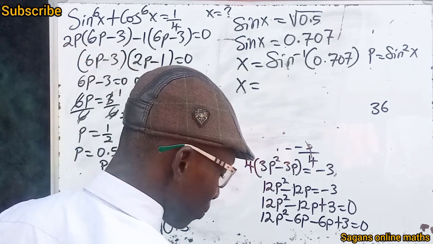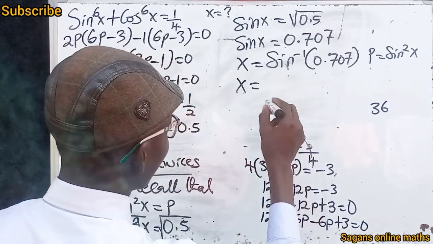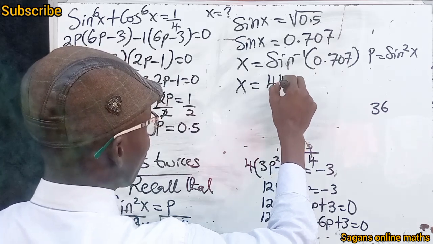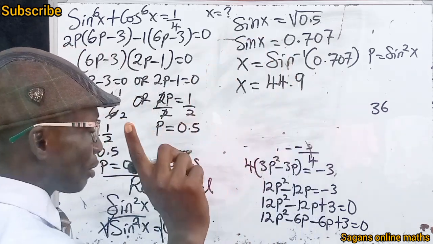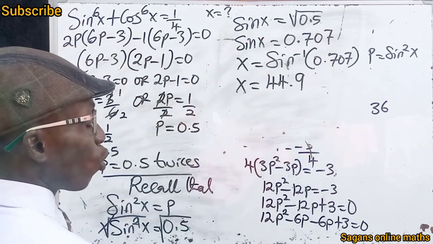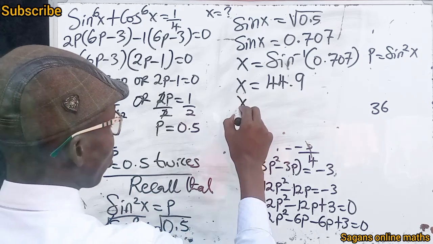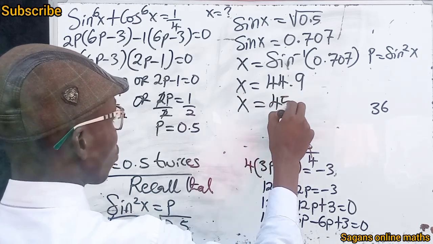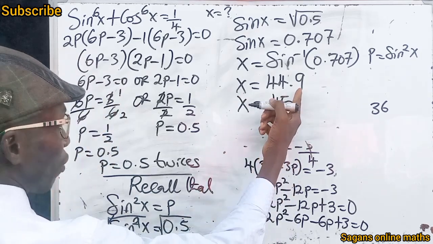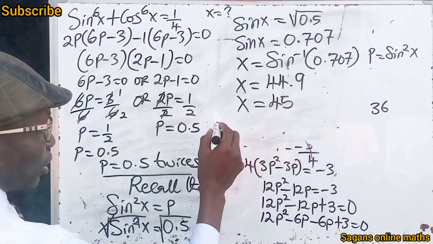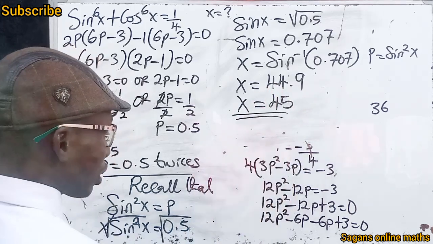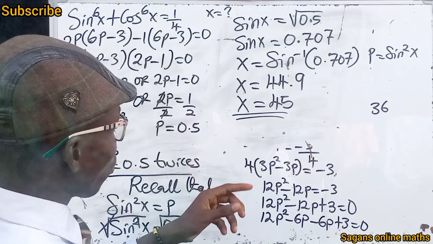Let's check my calculator. I have 44.9 at one decimal place. To the nearest whole number, that means S will be equal to 45. I can add one from here to make it 45. This is the value of S to the nearest whole number. S is equal to 45.